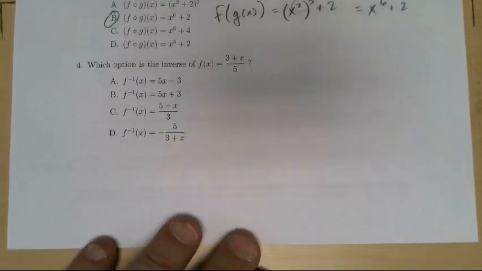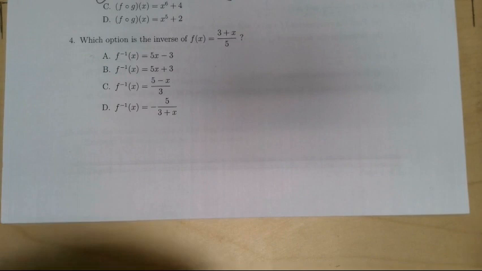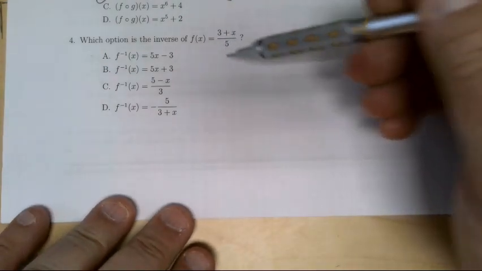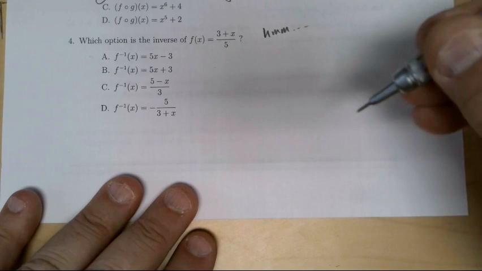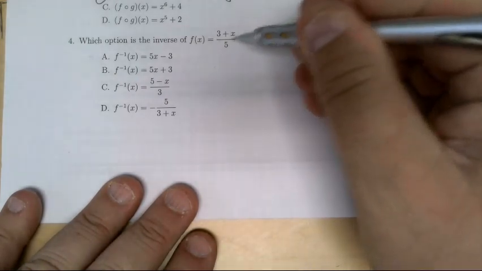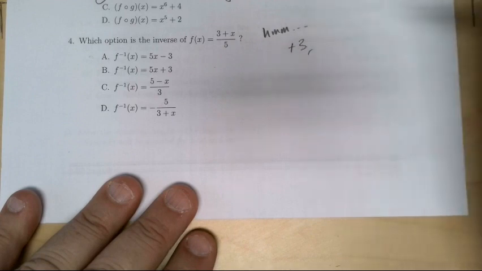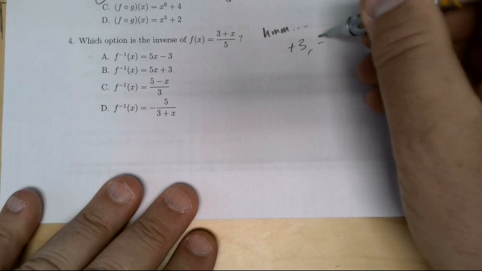Cool. Okay, which option is the inverse of this? Well, this isn't really a rational expression because, see, there's only x's on top and x's on bottom. So I would think through this one. I would think, if I put a number in here and I simplified, first thing I would do is I would add 3. And then once I'd added 3, I'd get that number. Then I would divide by 5.